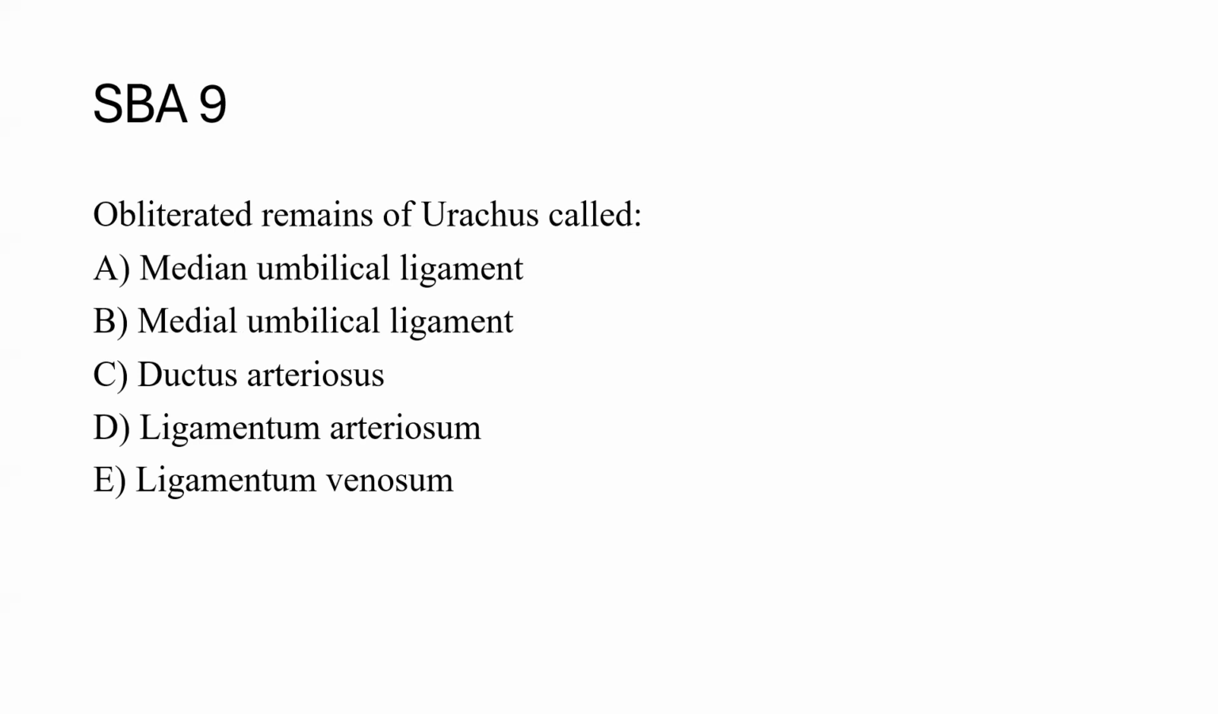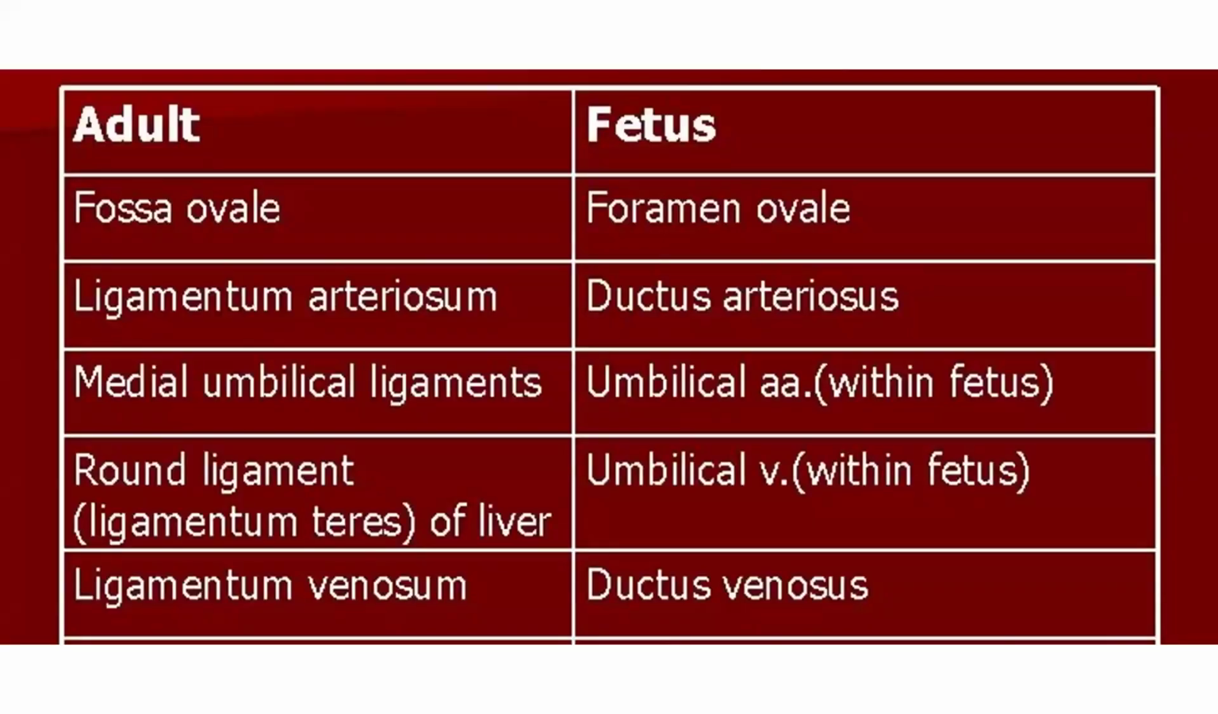The obliterated remains of the urachus are known as the median umbilical ligament. Correct. Again, a very, very important thing. So this is a summary.